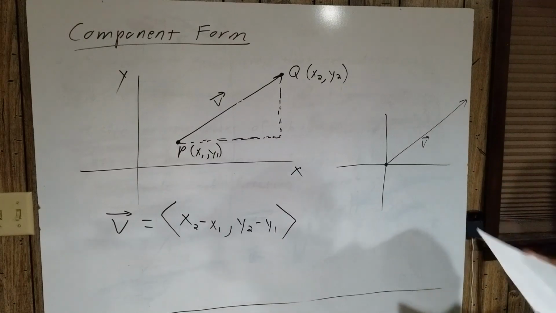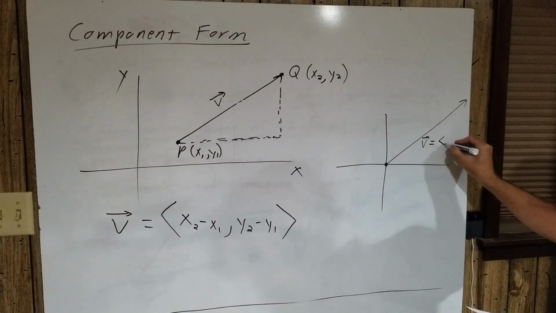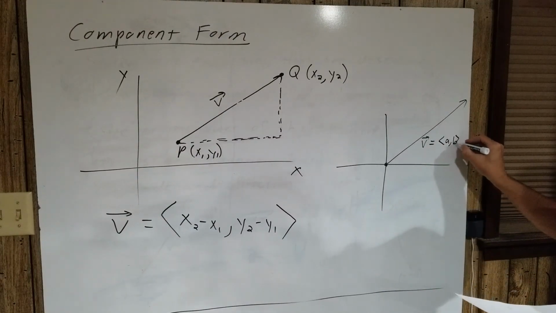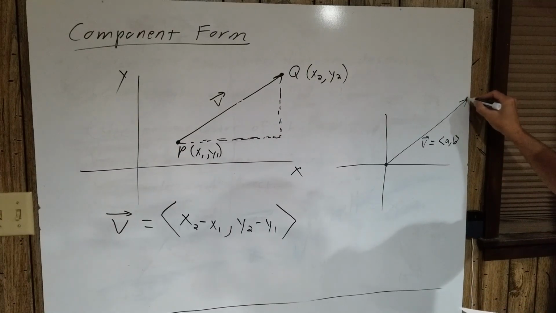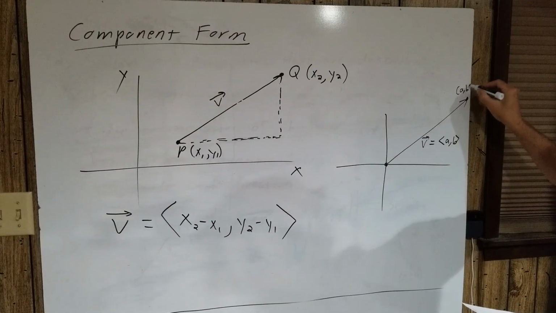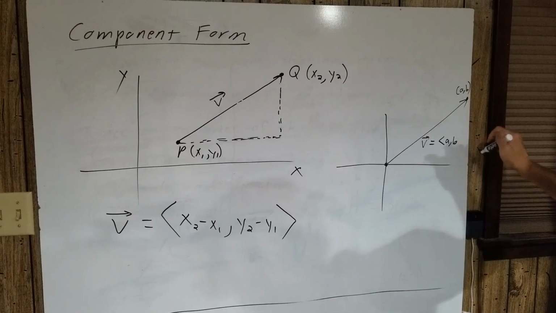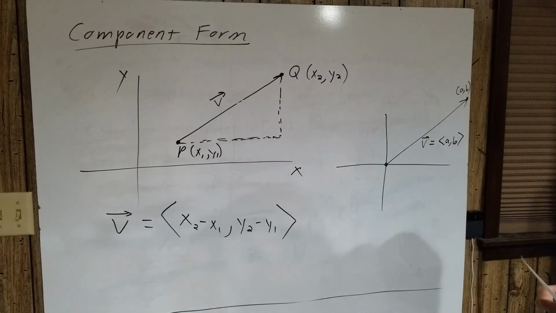Okay, suppose we call that vector b. We say the components are given by a, comma, b, where this is the point a, comma, b. That's the vector notation. So that's said to be in standard position.